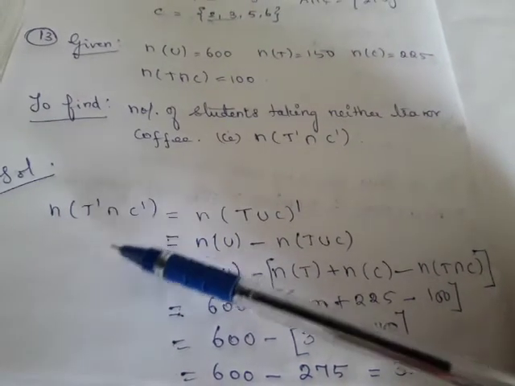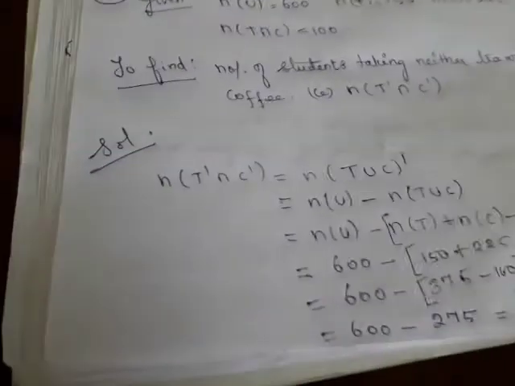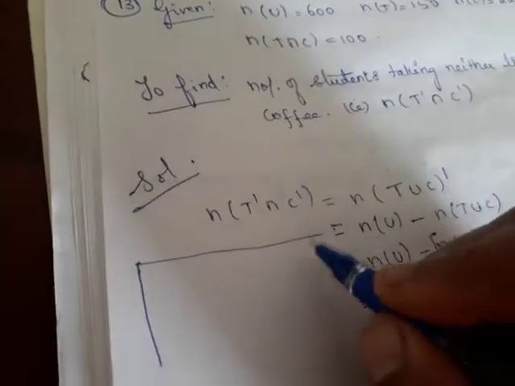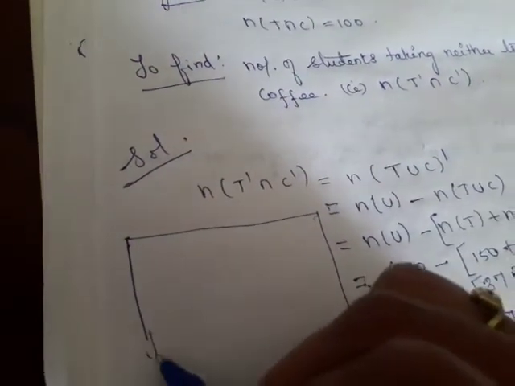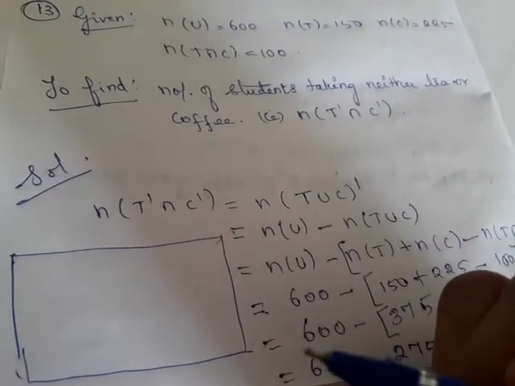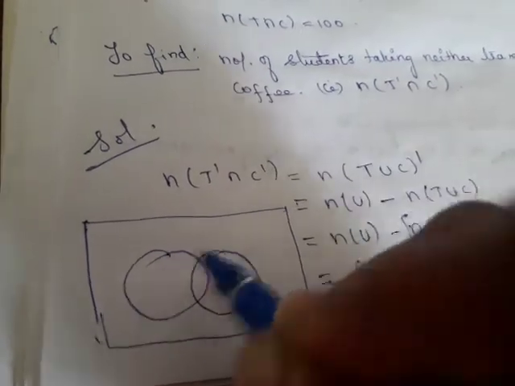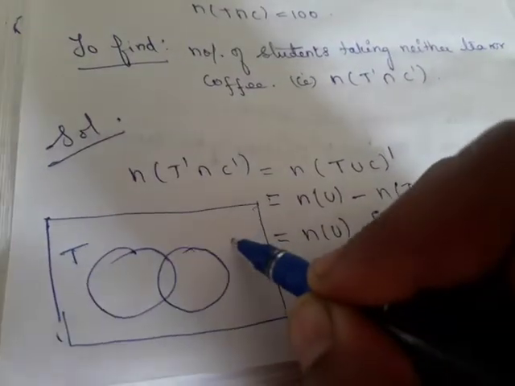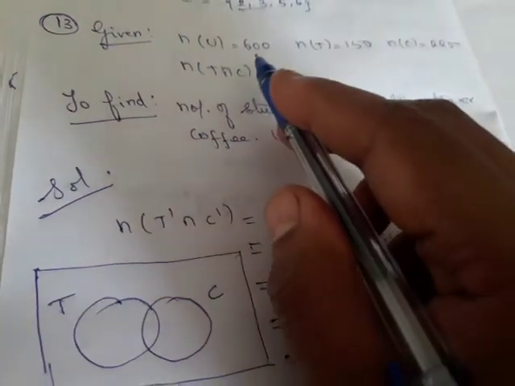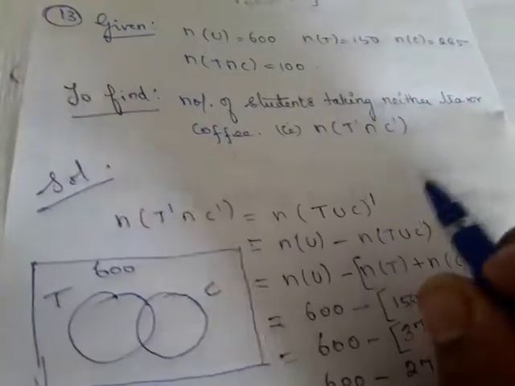Now let us explain how we can solve this problem using Venn diagram. So how will you represent? First, the universal set will be represented using rectangle. And since here only two sets are involved, draw two circles. So this set is tea and this set is coffee. And now the number of people taken in survey is 600. So the universal set is 600.